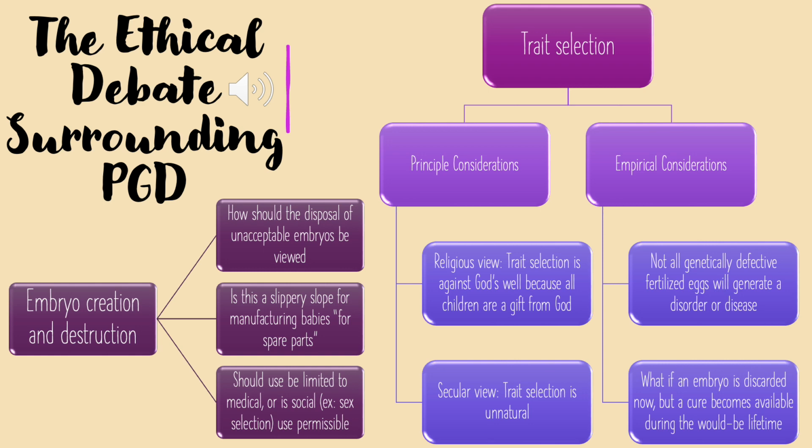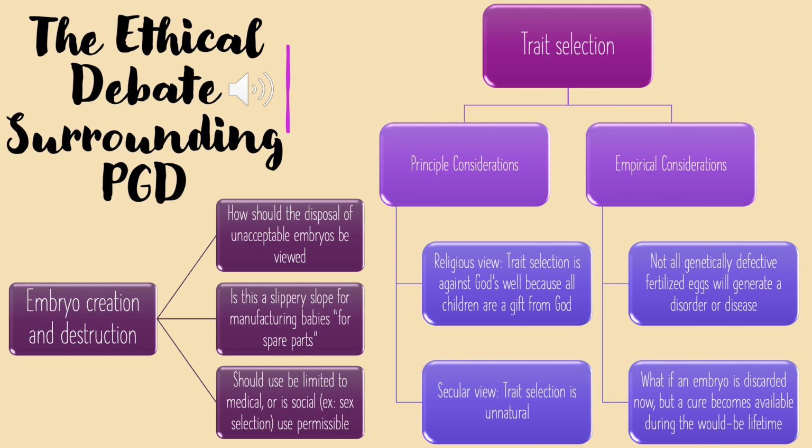The secular deontological view would say that trait selection is unnatural. So we're not discussing God, we're not discussing a higher deity, but we're saying it's just not natural.